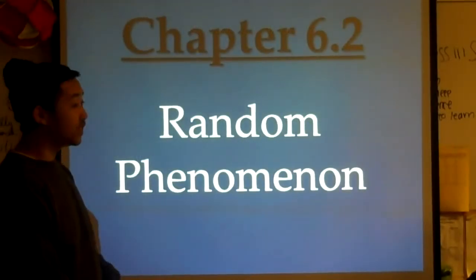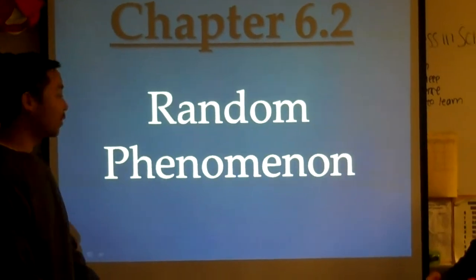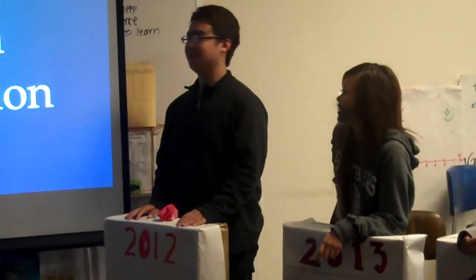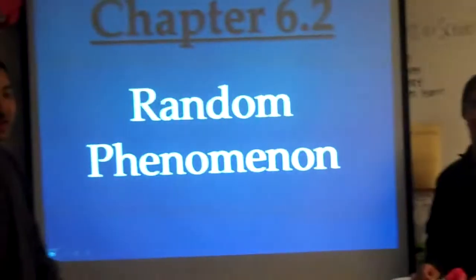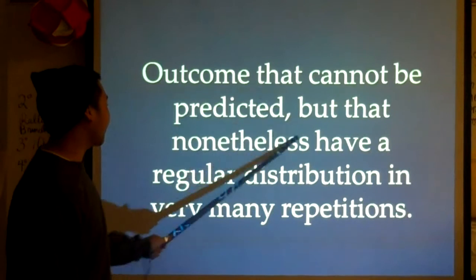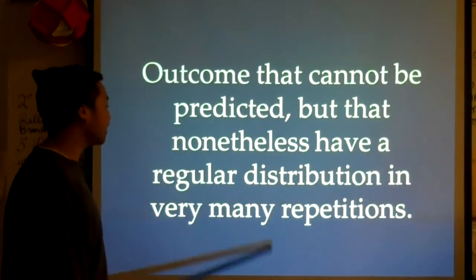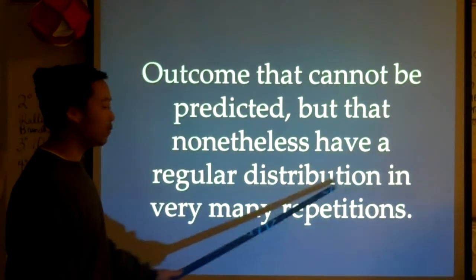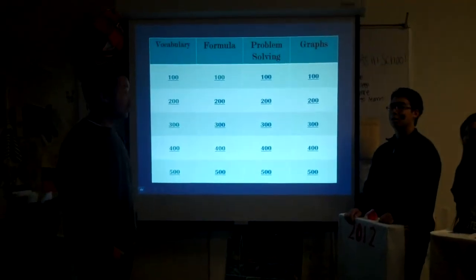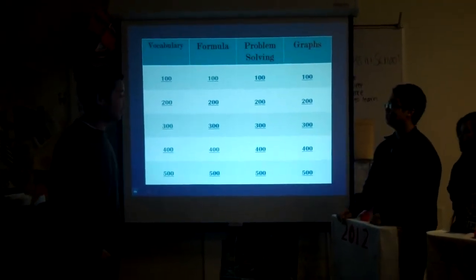For chapter 6.2, what is the random phenomenon? It's a phenomenon that's random. Wrong. Can you please show the correct answer, please? It is the outcome that cannot be predicted, but that nonetheless has a regular distribution in very many repetitions. So, Nee, since the last two got the incorrect answer, it's your choice to pick another category.